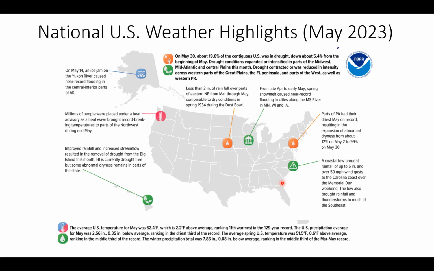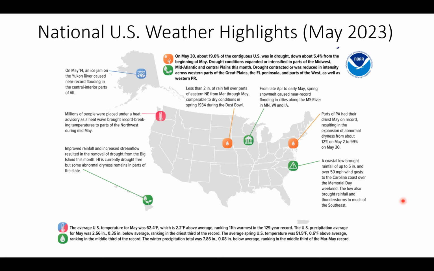As a whole, the average U.S. temperature for May was 62.4 degrees Fahrenheit, which was running about 2.2 degrees Fahrenheit above average. That ranked 11th warmest in the 129-year record. The U.S. precipitation average for May was 2.56 inches, which was about 0.35 inches below average, and that ranked in the driest third of the record.